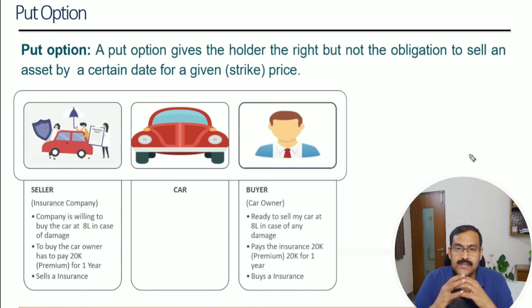So what is a put option? It is exactly the opposite side of the call option. A put option is an option contract that gives the holder, nothing but the buyer of a put option, the right but not the obligation to sell an asset by a certain date for a specific price, which is nothing but the strike price at which the put option is being executed.